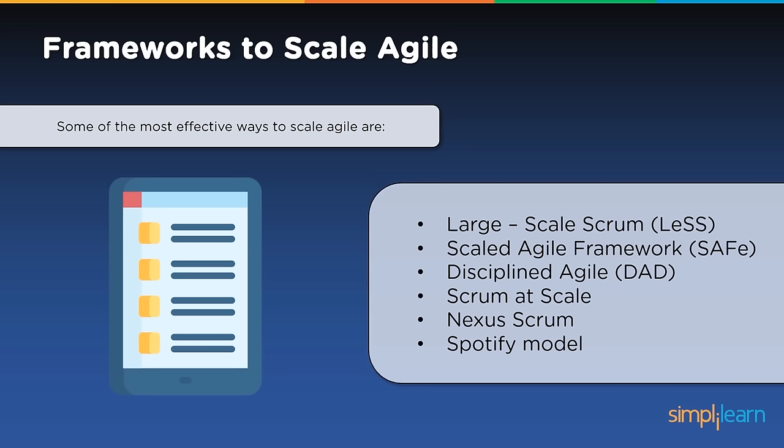So Scrum at Scale. Scrum, as originally outlined in the Scrum guide, is a framework for developing, delivering, and sustaining complex products by a single team.